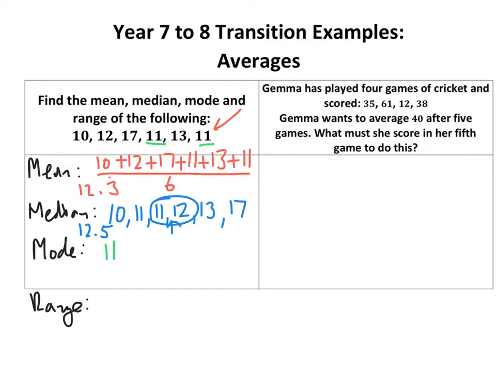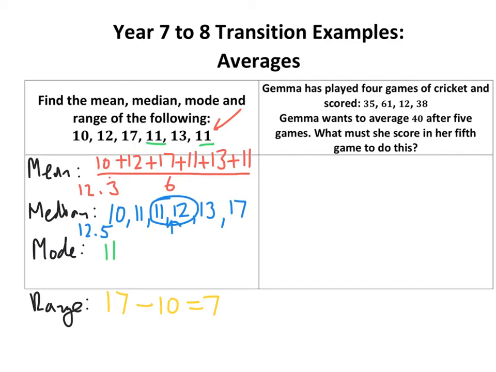Now, I've put range here because whilst range isn't an average, it often comes in with average. It's a measure of spread. The measure of spread is just to see the biggest value in the data minus the smallest value. And that just shows how spread out your data is. So there you go.